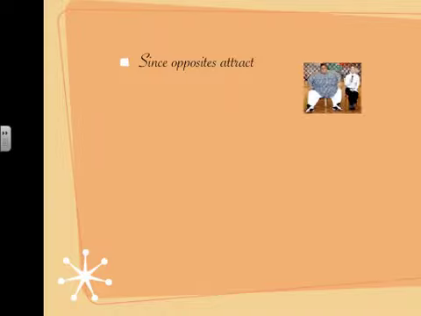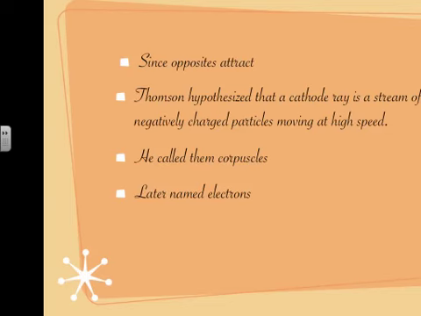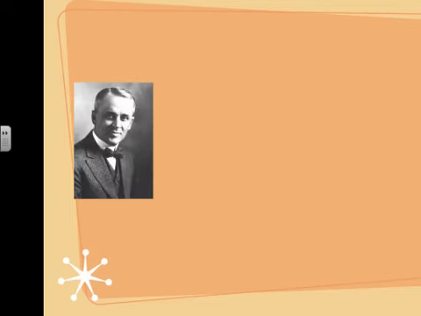Now, since opposites attract, what we know is if that cathode ray, that beam from that cathode ray tube was being attracted to a positively charged plate, it must be negatively charged particles. Originally, Thomson called those corpuscles, and later that name was changed to electrons.